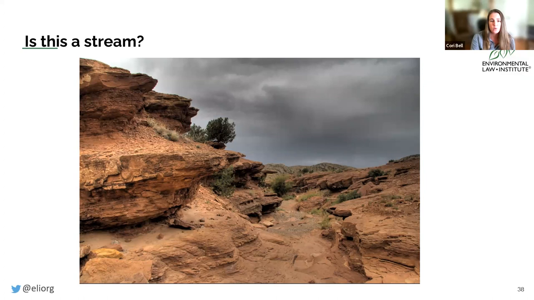In Sackett, the court ruled that wetlands are not waters covered by the Clean Water Act unless they touch and are indistinguishable from other covered waters, things like lakes, rivers, or streams. And this is a reversal of roughly 50 years of federal protections.